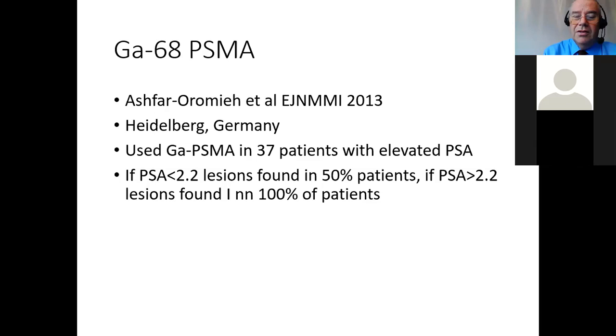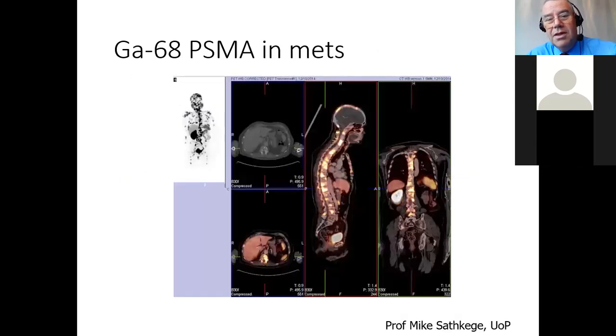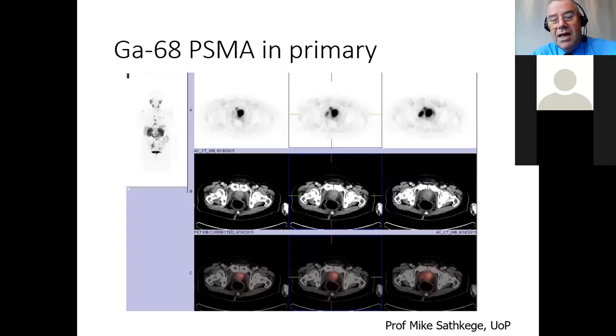This was 100% of patients if it was more than 2.2. Now, interestingly, more recently, I think partly again because PET scanners have got better, we really now can find lesions with a PSA greater than 0.5 with PSMA. We're quite disappointed if we don't find lesions with a PSA of 0.5, particularly in those patients who've had their prostatectomy. So these are some scans from University of Pretoria.